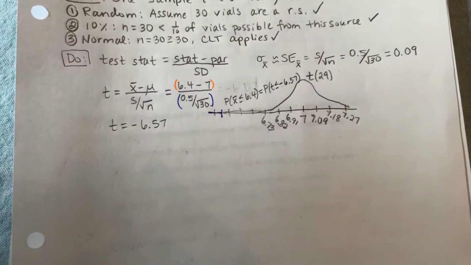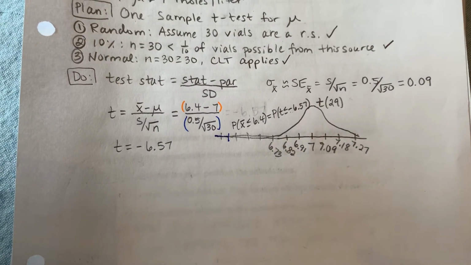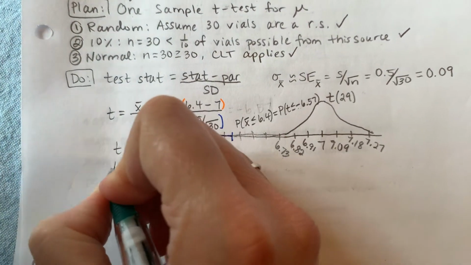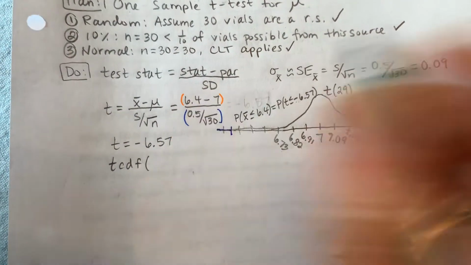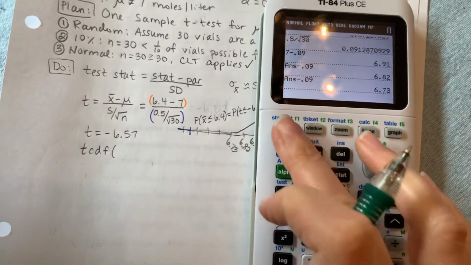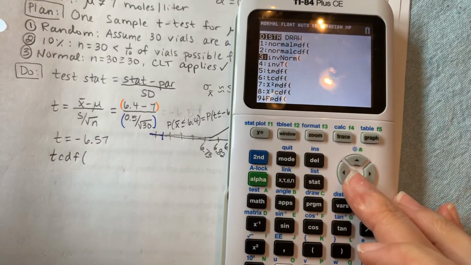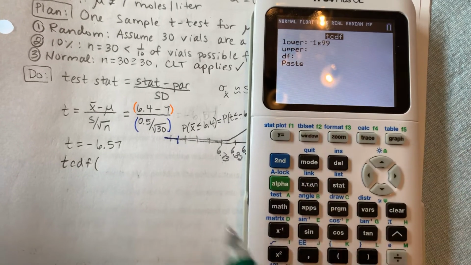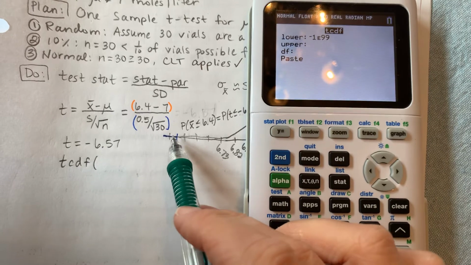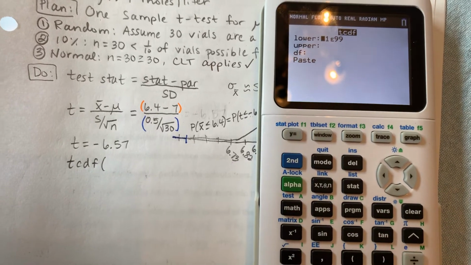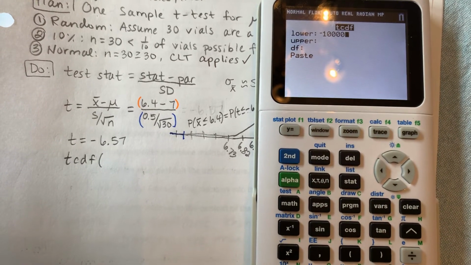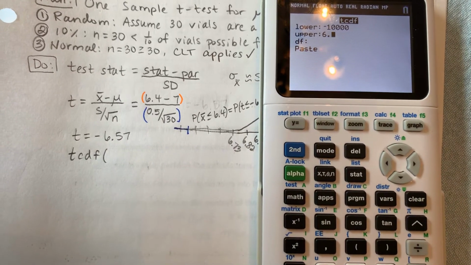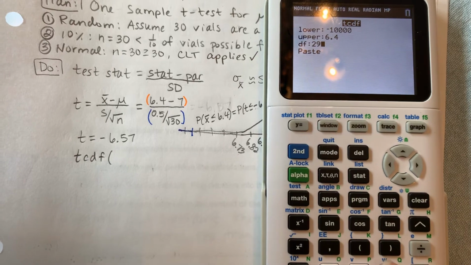We could use table A3 to find a range, but I'd really prefer you find the p-value by using that tcdf function. So let's see what tcdf asks for. Second distribution, I scroll down to tcdf, which is the 6th one. It asks me for my lower and my upper. Looking at my picture, this is a left area, so my lower is something really, really small, like negative 10,000. My upper is the right bound, which again is my sample mean of 6.4. Degrees of freedom are 29.